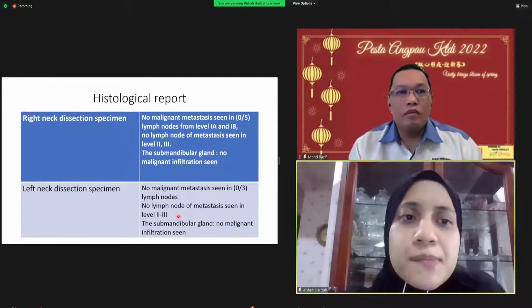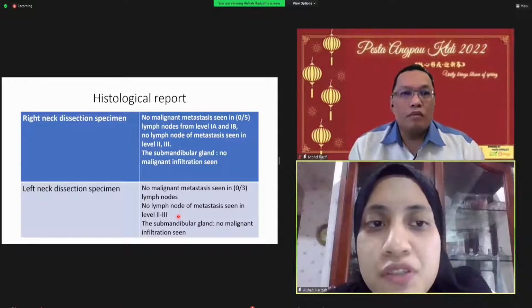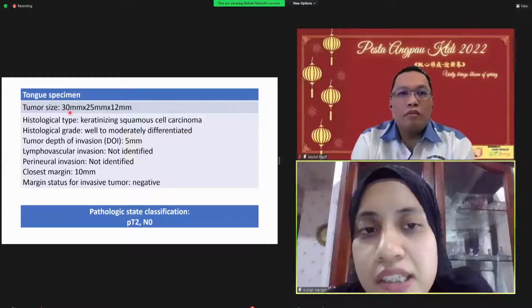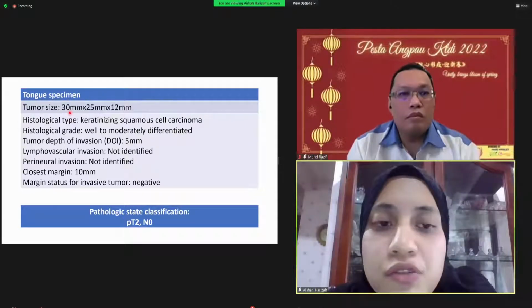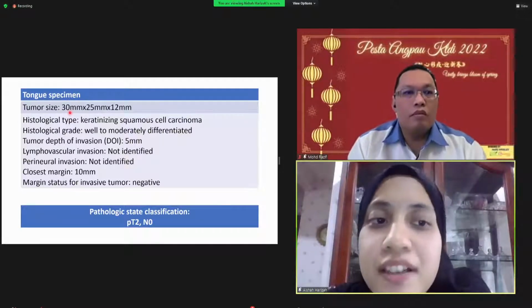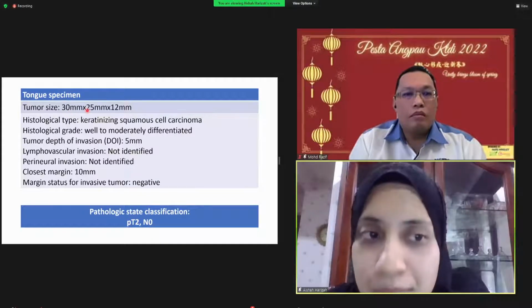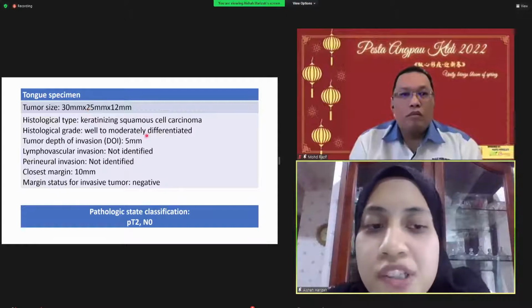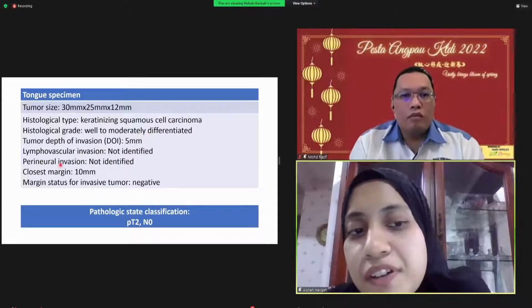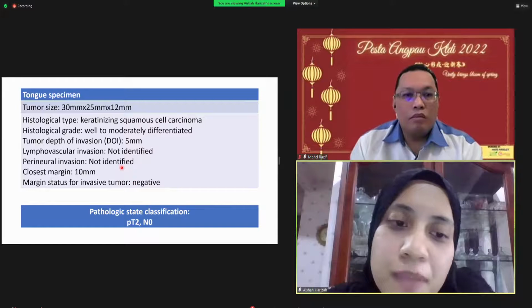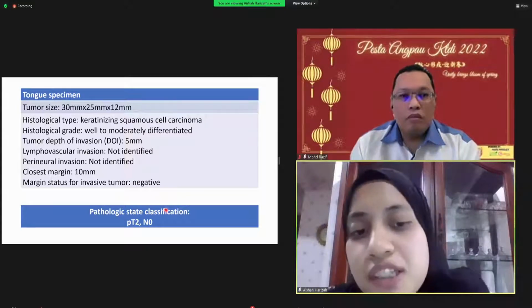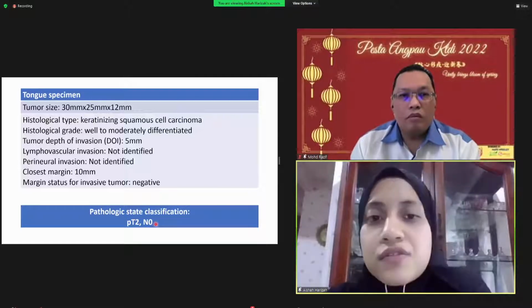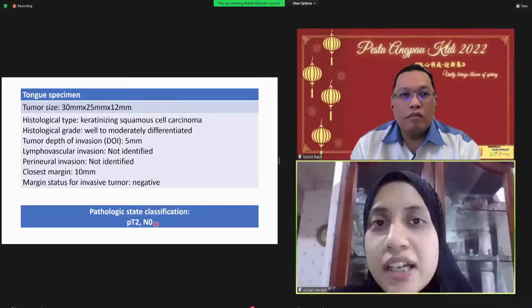For the tongue specimen, the tumor size is about 3 times 2.5 times 1.2. The histological type is keratinizing squamous cell carcinoma, well to moderately differentiated, with a depth of invasion of about 5 mm. There is no lymphovascular and perineural invasion seen. The closest margin is about 1 cm, and the margin status for invasive tumor is negative. So the pathologic staging classification was pT2 N0. So that concludes my presentation for today.